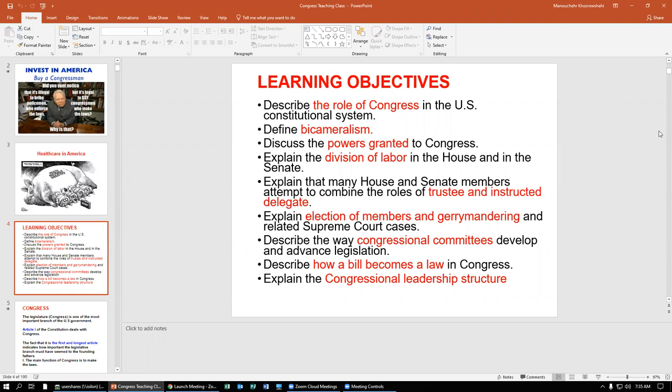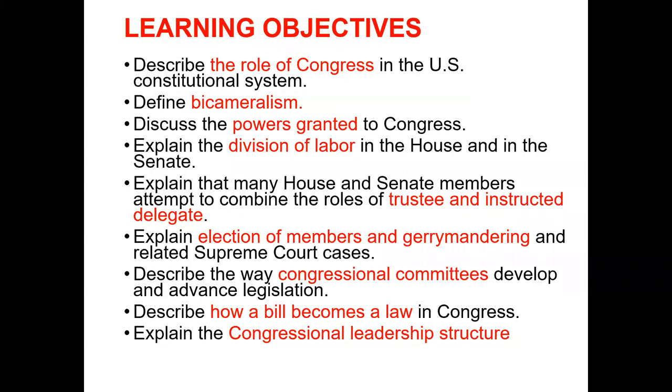We are going to talk about Congress. Here are the learning objectives for this chapter. Role of Congress. We will discuss the bicameral system, powers granted to Congress, delegated and implied powers. Then we will talk about division of labor in both houses, the Senate and the House. Explain the role of members of Congress as trustees and delegates. Then we will talk about their election and gerrymandering and the related Supreme Court cases. And then we will talk about congressional committees, how a bill becomes a law, and then congressional leadership structure.